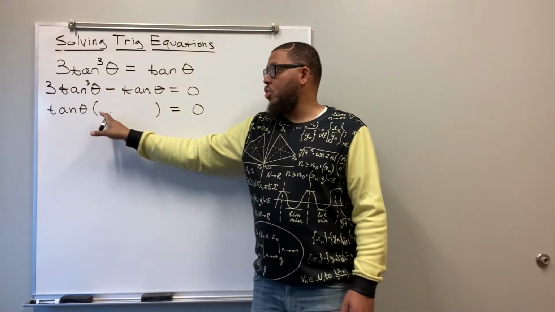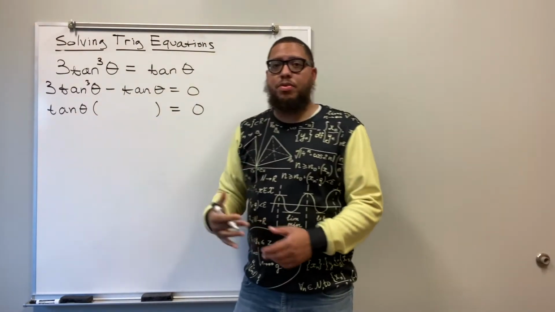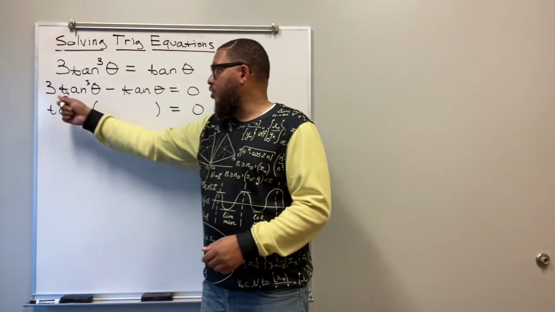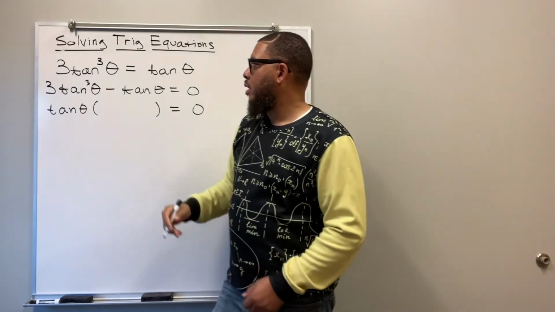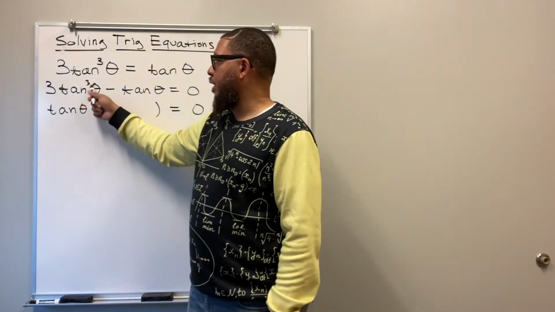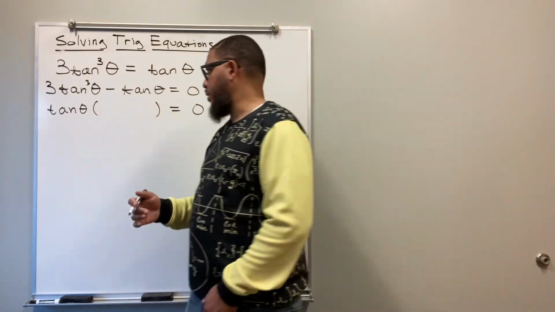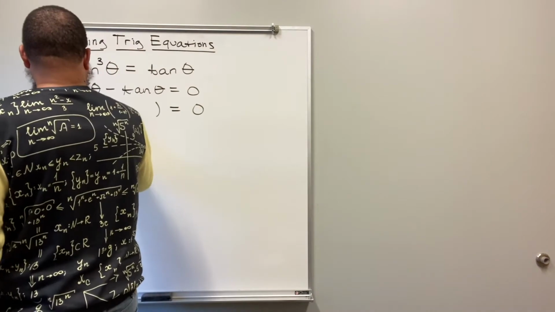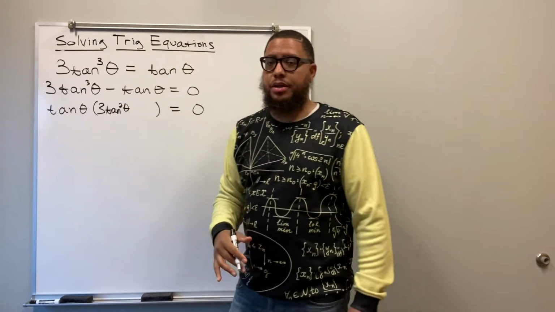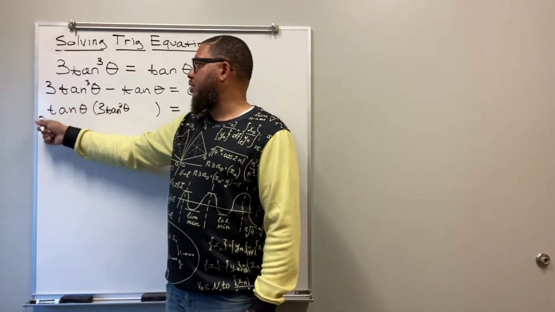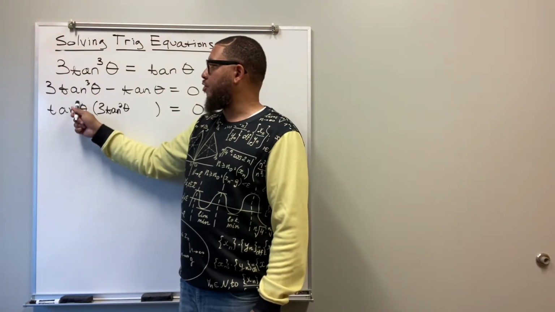Now the question is, what goes inside the parentheses? What goes inside the parentheses is the quotient I get when I divide each of these original terms by tangent theta. So now I have 3 tangent cubed theta divided by tangent theta, which is equal to 3 tangent squared of theta. Now, why is it 3 tangent squared of theta? Because 3 divided by this invisible 1 up front is just 3. Tangent to the third power divided by tangent to the first power.